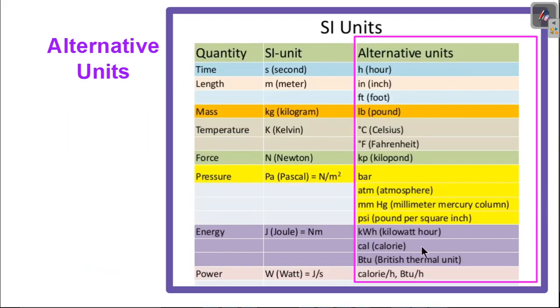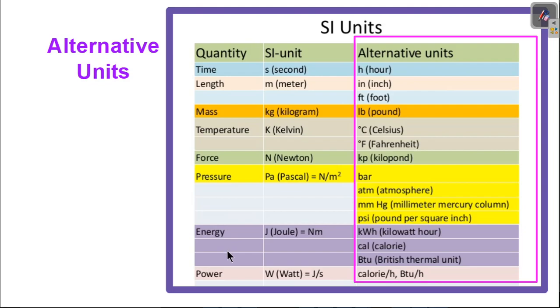Now, not only do you need to know if a unit belongs to the metric system or the English customary system, but you also need to know the difference between what a base unit is versus what an alternative unit is. Okay? So here you go. Quantities that are measured by scientists: time, length, mass, temperature, force, pressure, energy, and power. Some of them are just measured in physics, but that's okay.